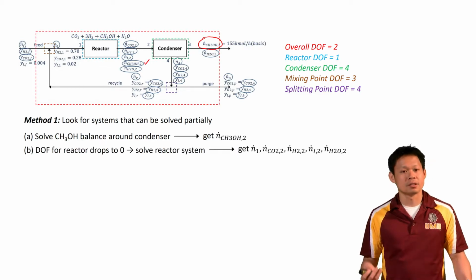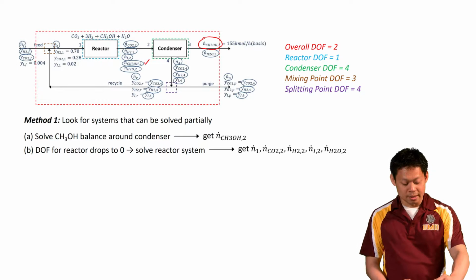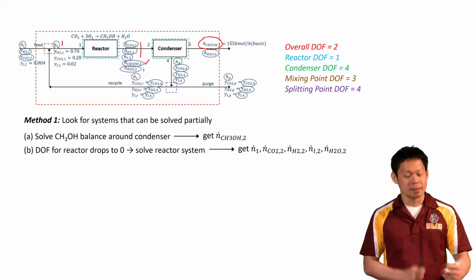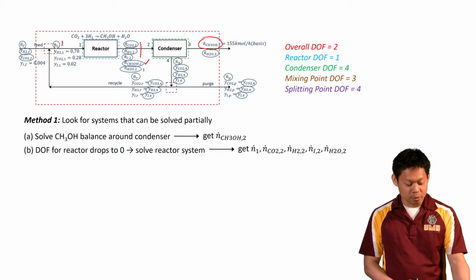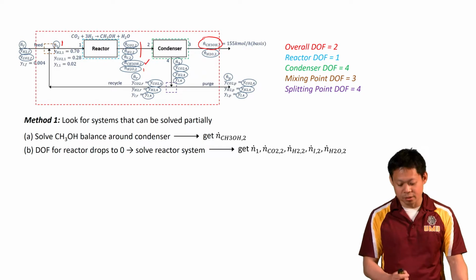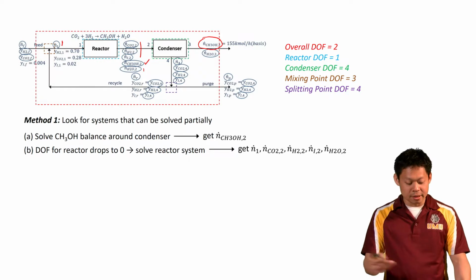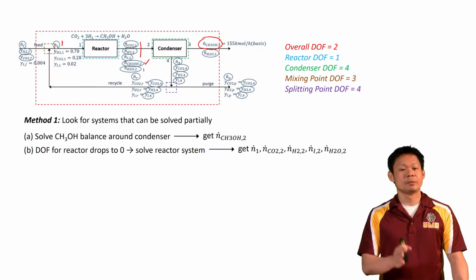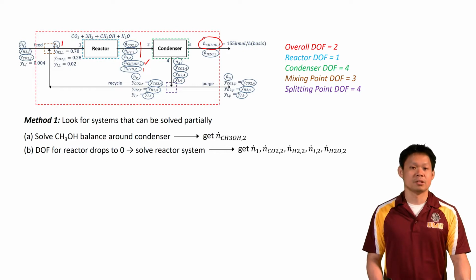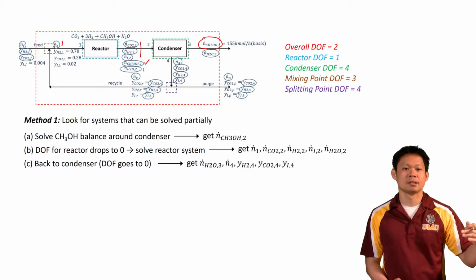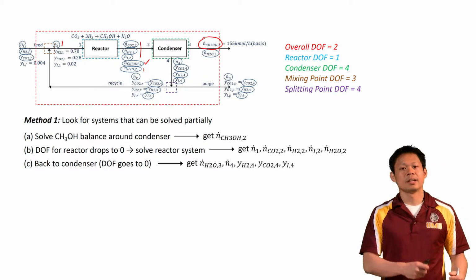So now we're going to solve the reactor system. By solving the reactor system, we will get everything else. So we'll get all of these and stream 1. So we'll solve everything around the reactor. From there, let's look at where we can go next. By solving for N1, we would drop the degree of freedom around the mixing point down by 1 because it's involved in the mixing point, but that still gives us a mixing point degree of freedom of 2, so that's not helpful. It turns out that by solving the remaining 4 in stream 2, you can see that the condenser degree of freedom will now drop to 0. So now we're going to go back to the condenser. In the condenser, first of all, we have only solved for one balance. Now we're going to go back to the condenser to get the remaining unknowns.